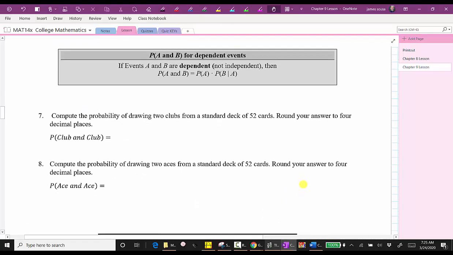And now let's talk about and probability for dependent events. Dependent events are events where the outcome of one event does affect the outcome of the other. So if events A and B are dependent, meaning not independent, then the probability of A and B is equal to the probability of A times the probability of B given A has occurred. Let's take a look at some examples of this.